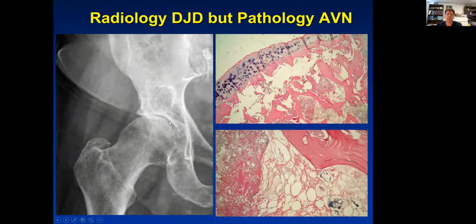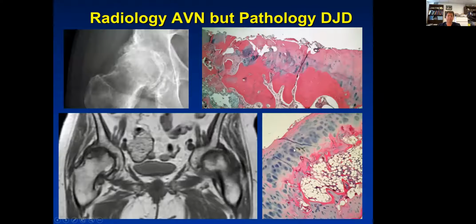So just to show you a few examples from our study, this was an example of a case that was called DJD radiographically, but pathologically we confirmed AVN. You can see his plain film radiograph shows the classic findings of DJD with joint space narrowing, acetabular sclerosis, and an irregular joint with some flattening present. But what we saw was classic AVN, separation of the overlying articular cartilage from the necrotic subchondral bone. And here you see essentially the tombstones of fat that are indicative of osteonecrosis.